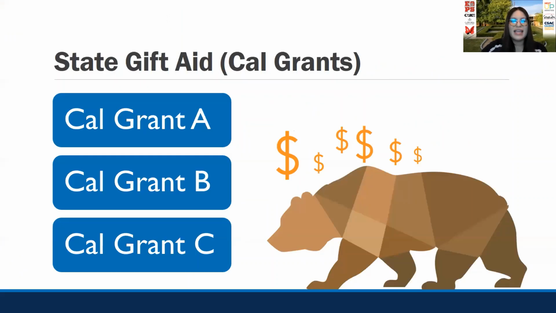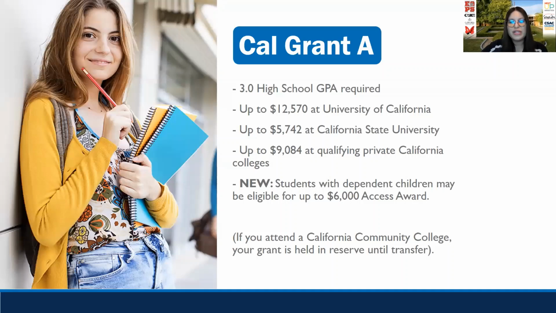Additionally, we have state gift aid, which is also known as Cal Grants. There are three different types of Cal Grant: Cal Grant A, Cal Grant B, and Cal Grant C. I would like to note that there is no separate application for Cal Grant. As long as the student applies for either the FAFSA or the CADAA, it will then turn into a Cal Grant application. In order for students to qualify for Cal Grant A, they must at least have a 3.0 GPA and be enrolled in a four-year university.